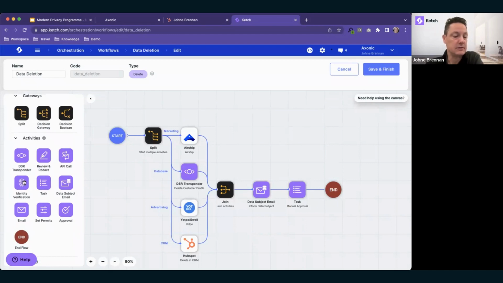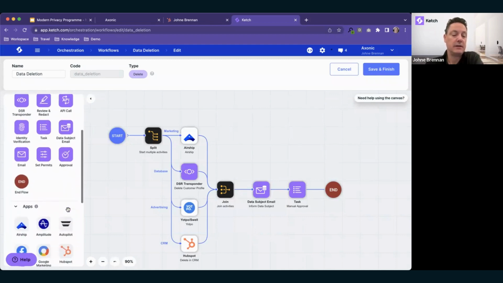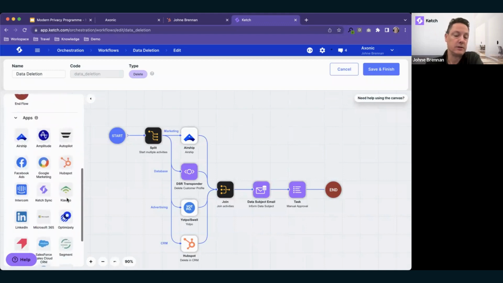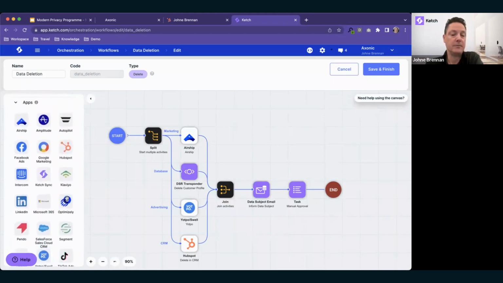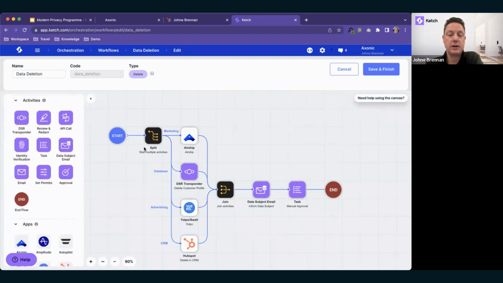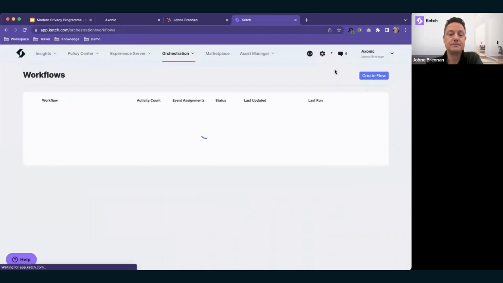I mentioned things like identity verification. There's also approvals that I talked about, that you can send an email to somebody, have them work on something and prove that it was done. And then also all of our integrations that I mentioned in our marketplace are sitting in here as well. So it's really just a very easy to use drag and drop interface for this.